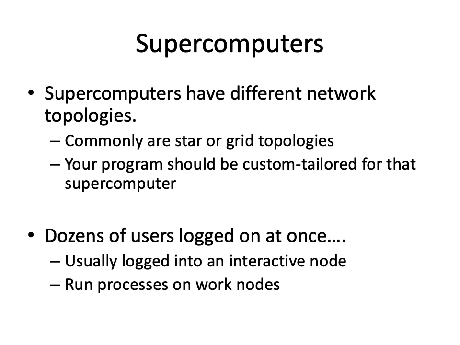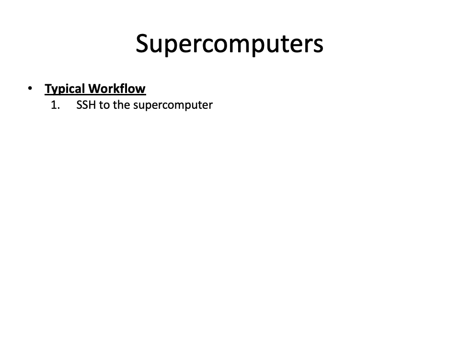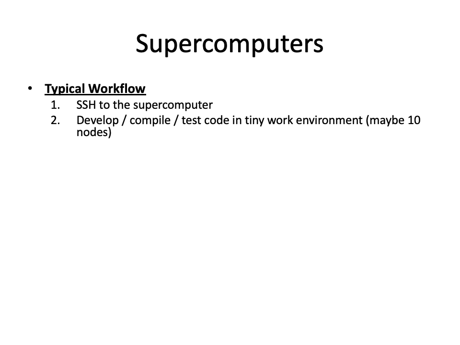and you ask to run your simulation or whatever on work nodes. A typical workflow is you SSH to the supercomputer that you have the account on, say for instance the Blue Gold supercomputer. You load modules and stuff, like say I want to use C++, I want to use Fortran, I want to use MPI. So you load these different modules that you might need. Then you develop and compile and test your code in the tiny work environment. Like on the head node, maybe you'll use a small cluster of maybe you'll request 10 nodes or so.